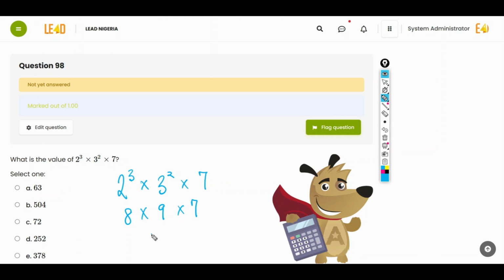So we could play it as 72 times 7. So I'll come over here and do the math. 72 times 7 gives us 14. Put 1 up. 7 times 7 is 49. Plus 1 is 50. So we have 504. 504, that's option B. Good.